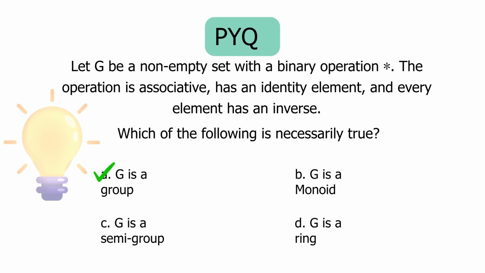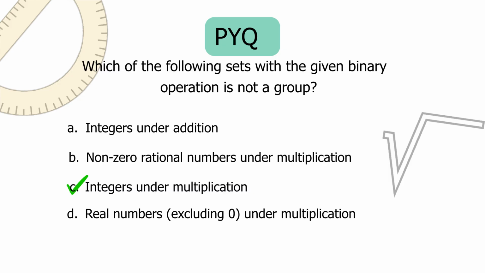Here is a question. If an operation is associative, has an identity element, and every element has an inverse, what is necessarily true? The answer is that G is a group, as only the closure property is missing from the full definition, but is often implied by the context of a binary operation on a set. Another question: which of the following is not a group? Integers under multiplication are not a group, because most elements lack an inverse within the integers.